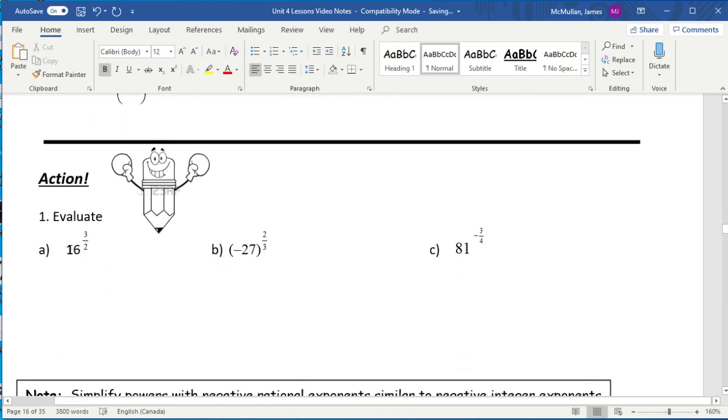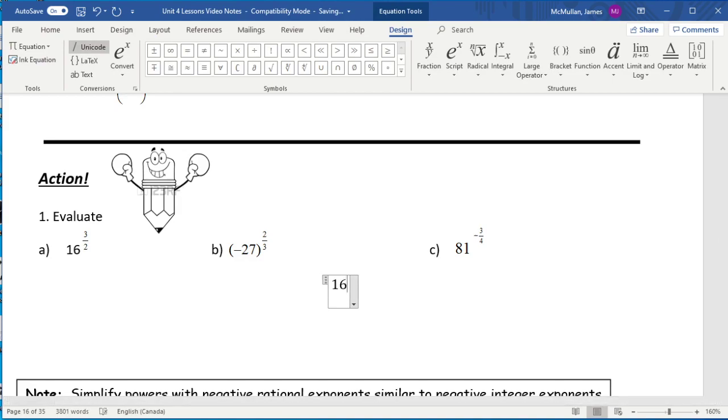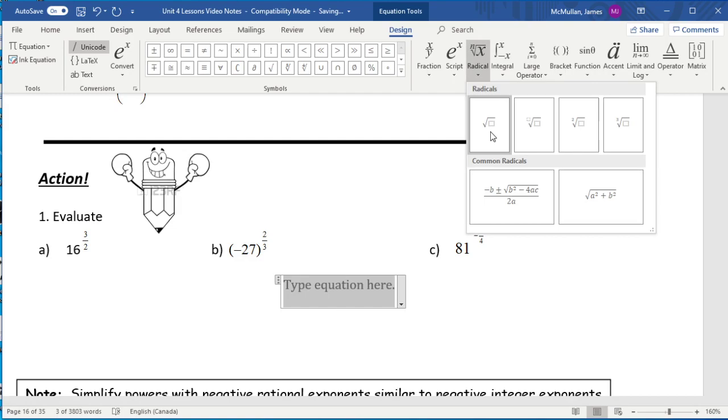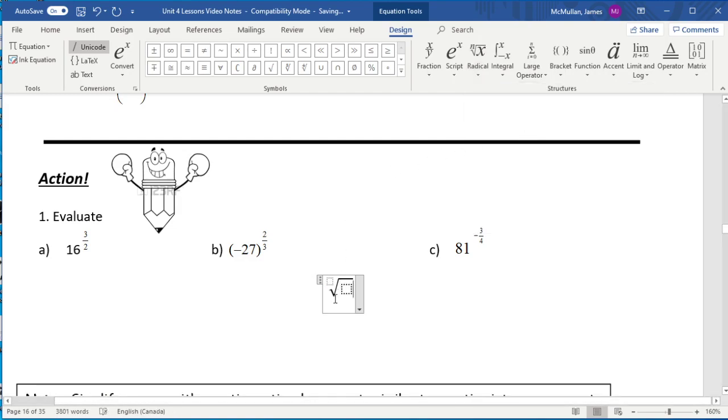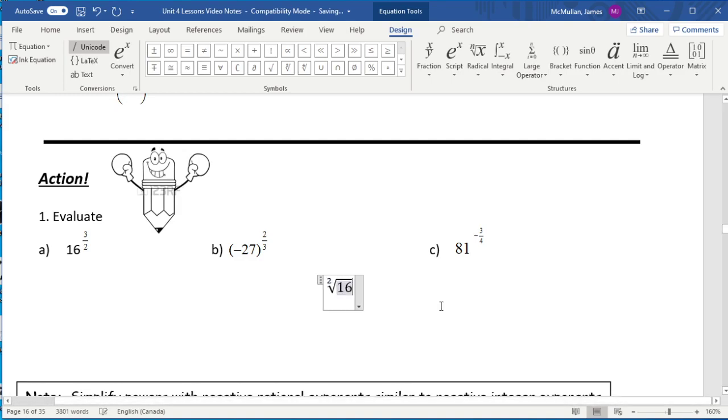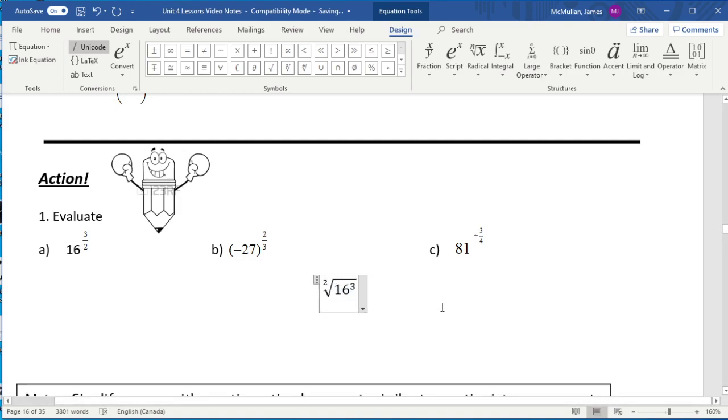Okay, let's try a couple. So 16 to the power of 3 halves, okay? Let's try and think of it this way. You do a square root, so you do a root sign. You put the denominator number there, which is a 2, and then you put the numerator number inside.